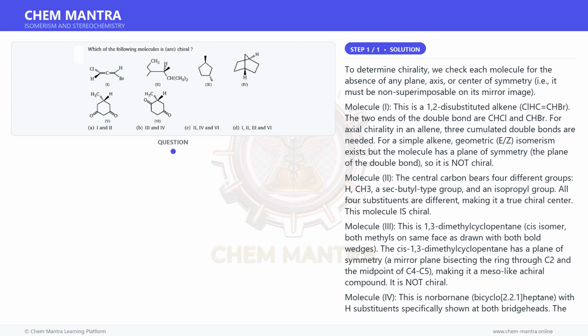It is not chiral. Molecule 6. This is a methylcyclohexane with 2 ketone groups at non-equivalent positions, for example, 2-methylcyclohexane-1,4-dione or a similar unsymmetrical arrangement. Because the 2 carbonyl groups are at different positions relative to the methyl-bearing carbon, the molecule has no internal plane of symmetry. The chiral center, bearing H, CH3, and 2 different ring segments, makes this molecule chiral. This molecule 6 is chiral.